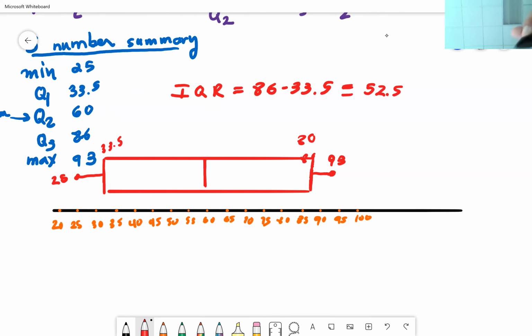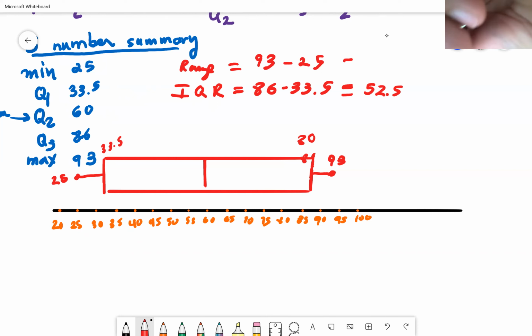52.5. And how about the range itself? It's going to be 93 minus 25. That comes out to what? 60. Okay. Good. By the way, what's your median again?